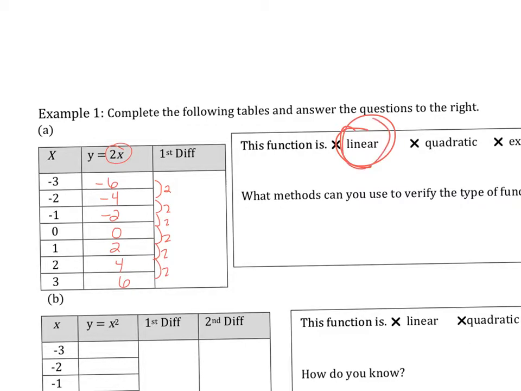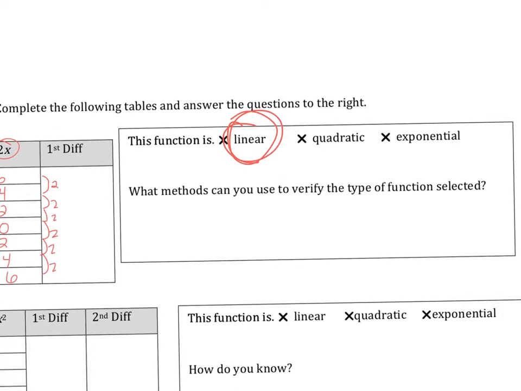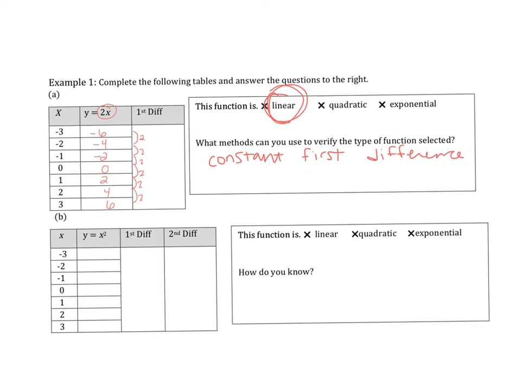So our graph is linear. And then it says, what methods can you use to verify this type of function selected? So you are looking at the first difference here. So you're looking for a constant first difference. So that's the first thing that I would check. I would just find your first difference every time, because on each one of these methods you're going to be using it. And if it happens to be that it is consistent, then you have a linear function.